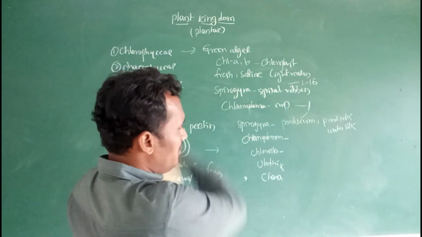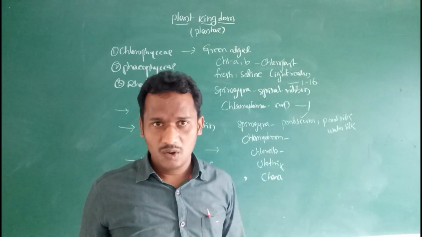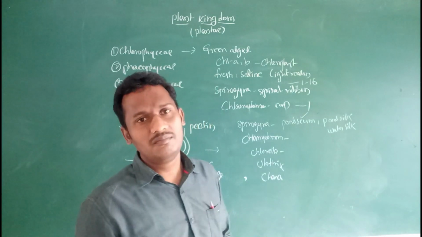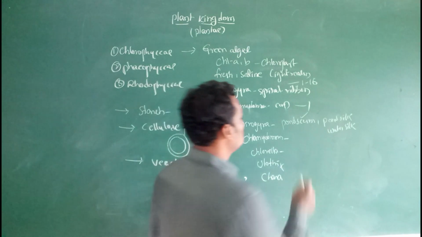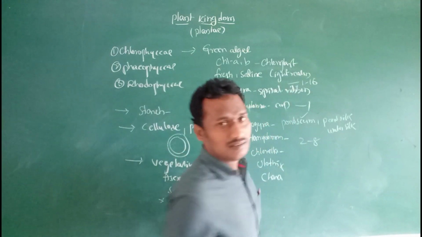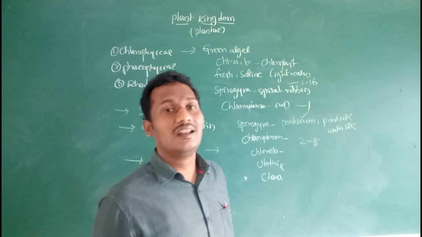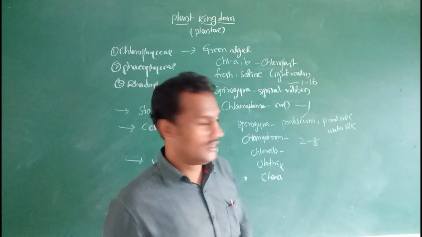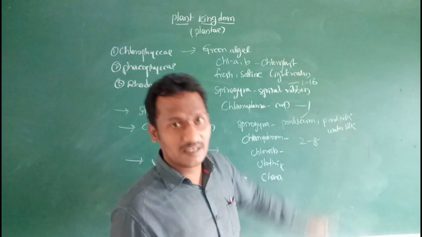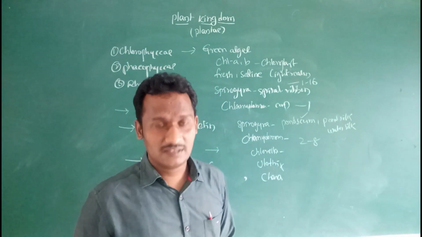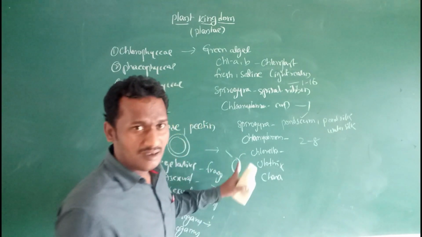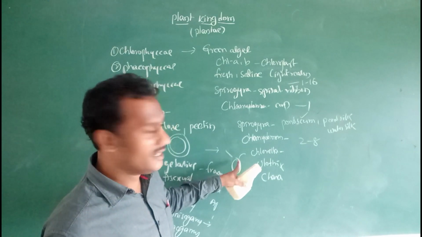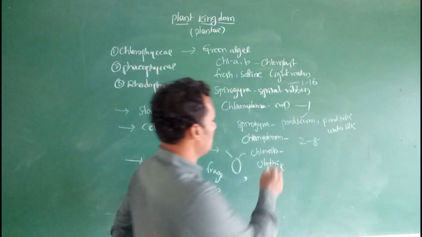Generally, in chlorophyceae members locomotion is absent, but in some members flagella are present. 2 to 8 flagella are present. These are equal flagella. The position of the flagella is apical.